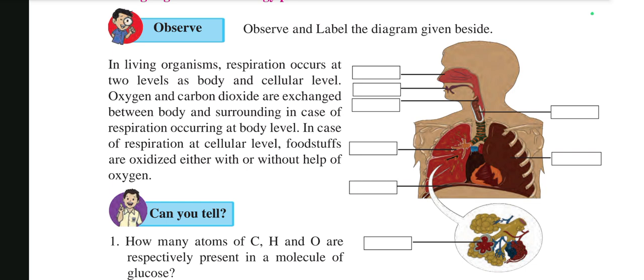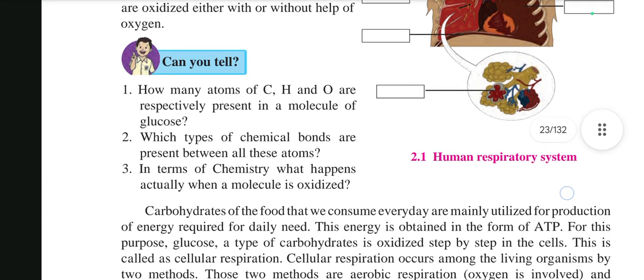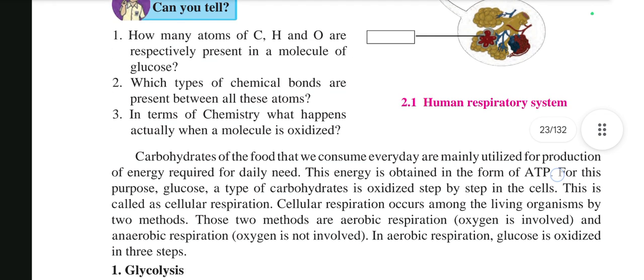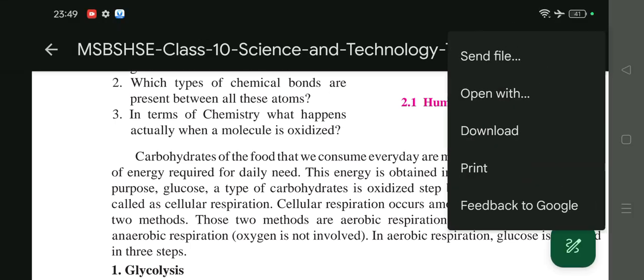In the diagram you may see that the nostrils are there, trachea is there, windpipe is there, lungs are there, alveoli are there. That is the human respiratory system given. How many atoms of C, H, O are respectively present in a molecule of glucose? So what is the formula of glucose? That is C6H12O6.